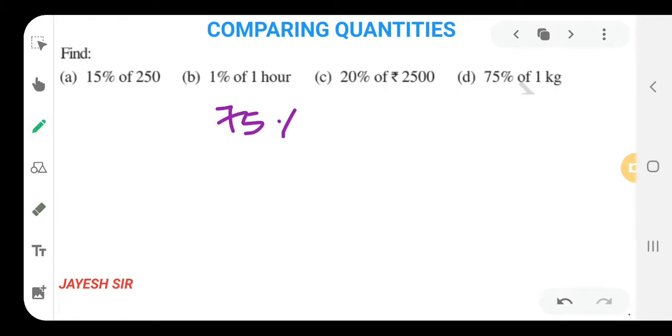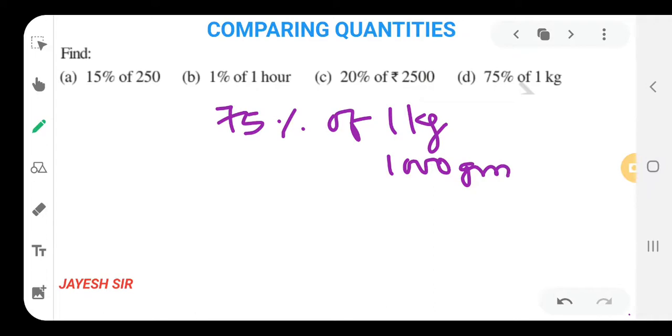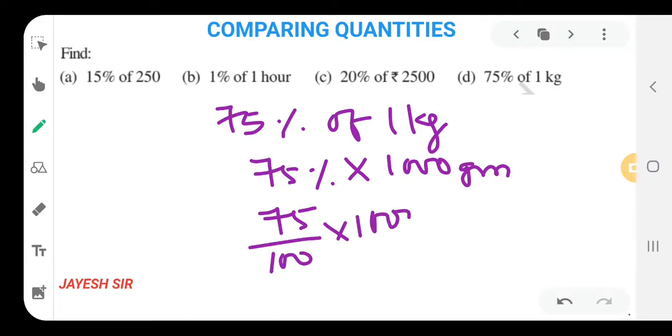75% of 1 kg could not be solved as it is. So first we will convert 1 kg into 1000 grams. We could write it like this. Of means multiplication, and 75% as it is. As I have told you, to remove the percentage sign, we divide by 100. Remaining things as it is.